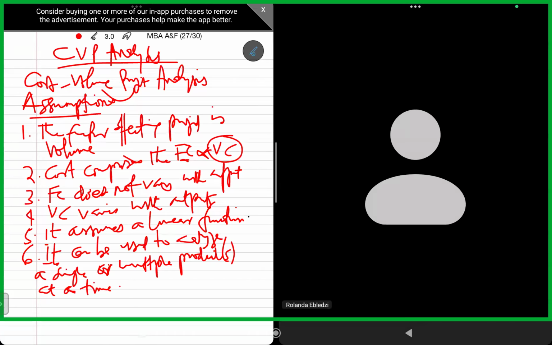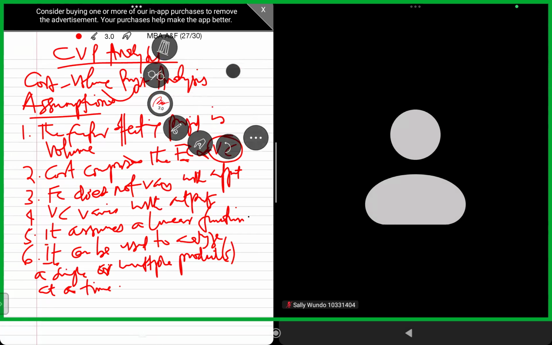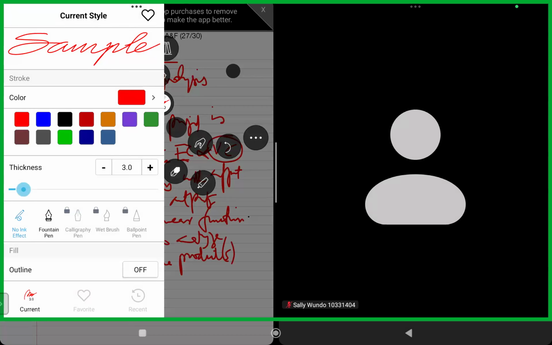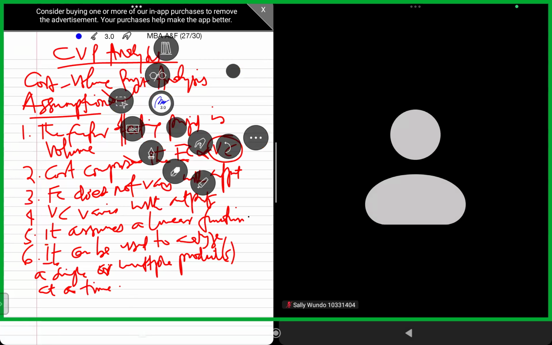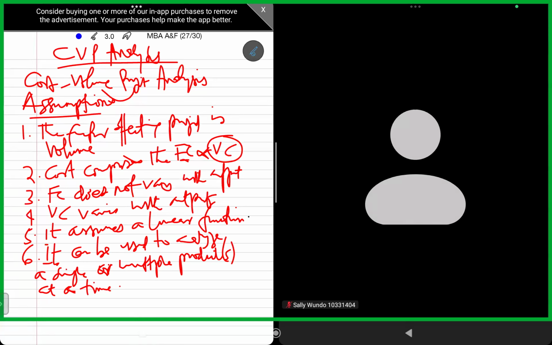So we talked about cost volume profit analysis, CVP analysis. And there are certain assumptions. I derived 6 of the assumptions. And I said, following the name, cost volume profit analysis, if we are to start with the word costs, we can say that from item 2, cost comprises the fixed cost and variable cost. So in cost volume profit analysis, we start from the cost, that it comprises fixed and variable costs.